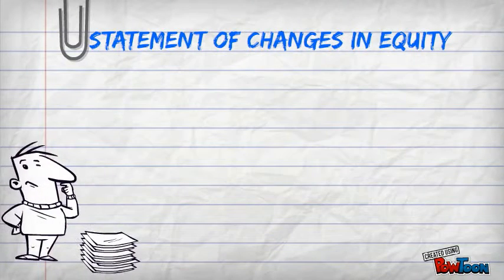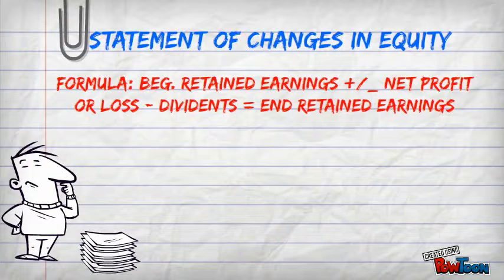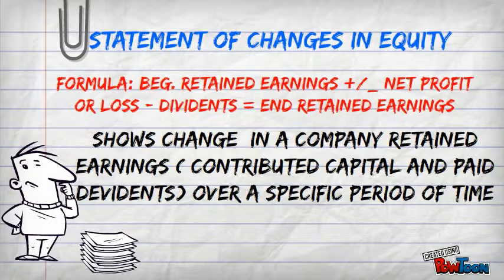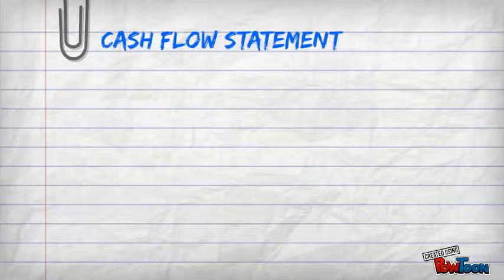The statement of change in equity, for which the formula is beginning retained earnings plus or minus net profit or loss minus dividends equals ending retained earnings, shows the change in the company's retained earnings, for example, contributed capital and paid dividends over a specific period of time.